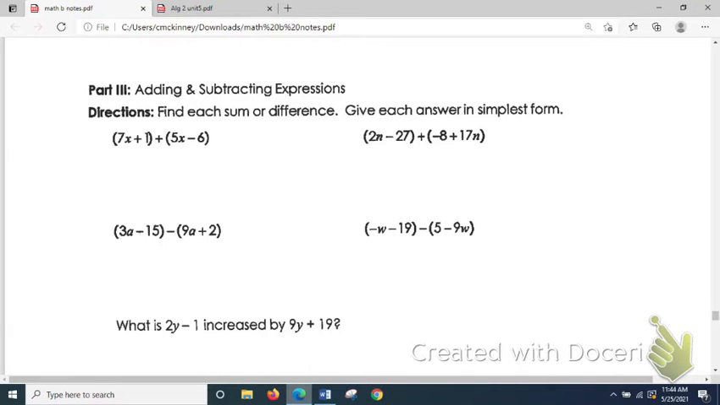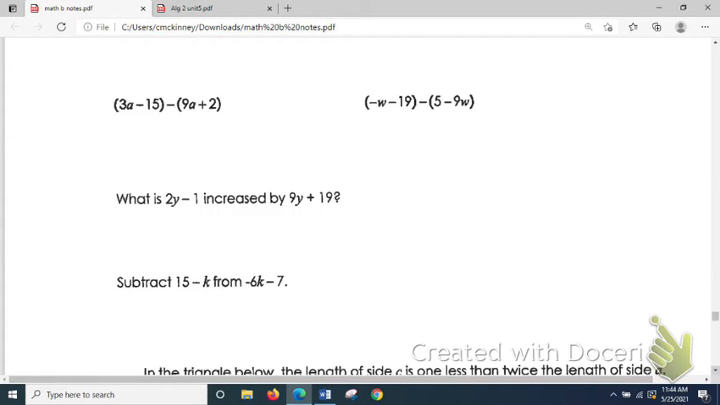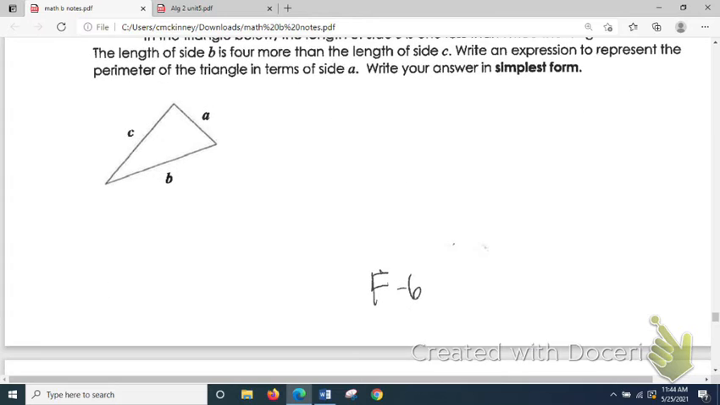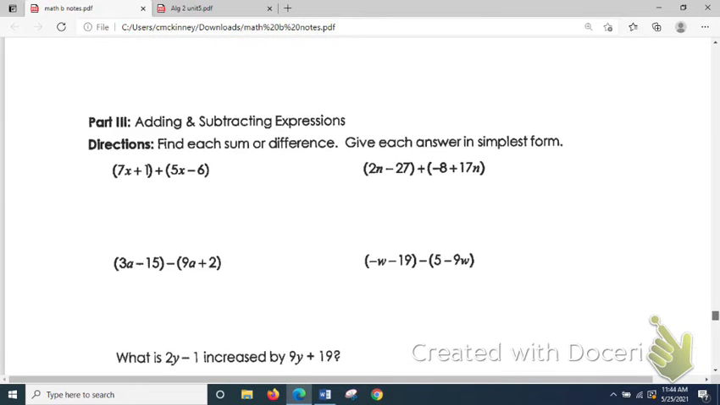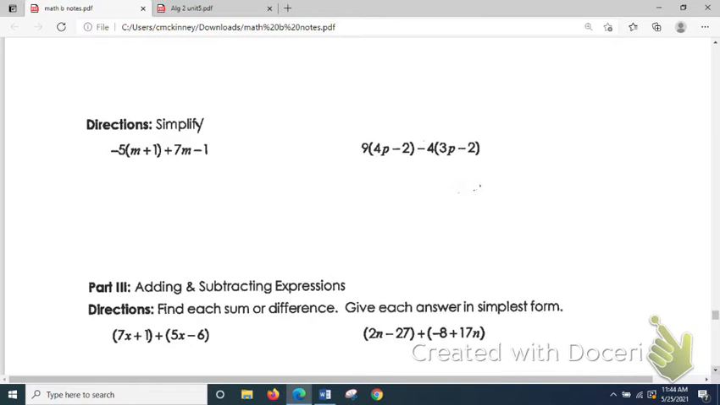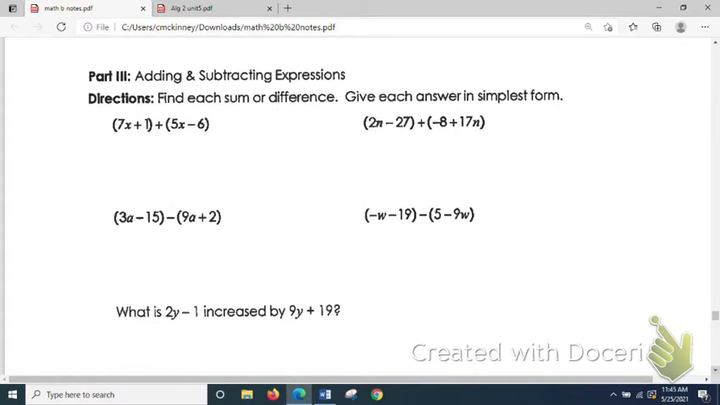Greetings, students. This is part 2 of the final review, and we'll be starting with this section that's labeled adding and subtracting expressions. In the current notes packet, this is labeled F6. Adding and subtracting expressions is where we're going to start.